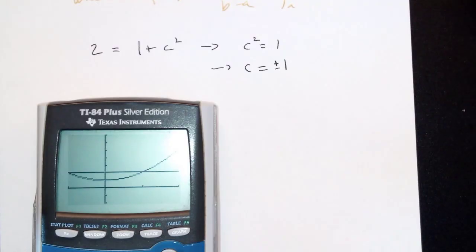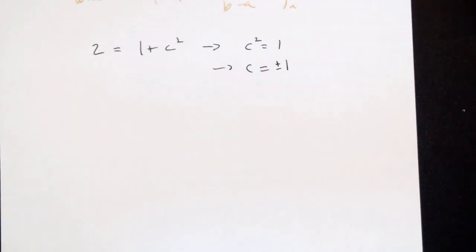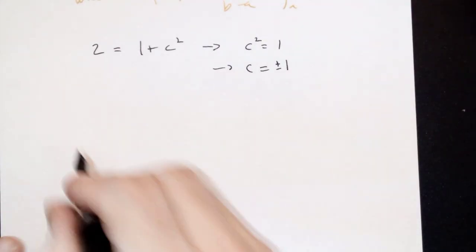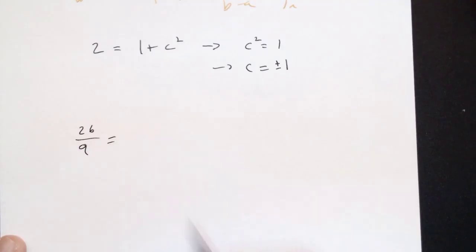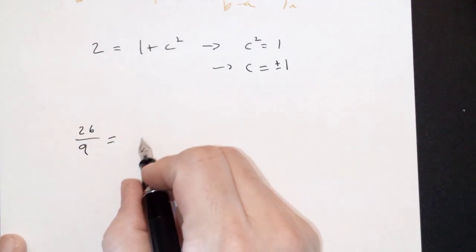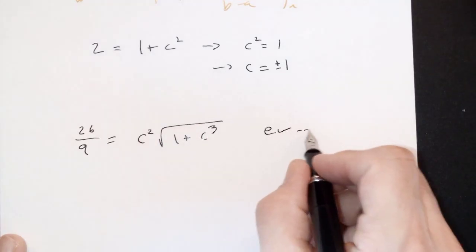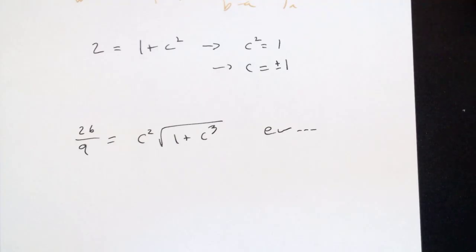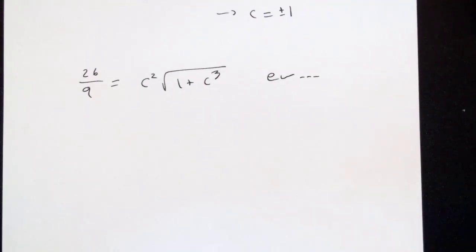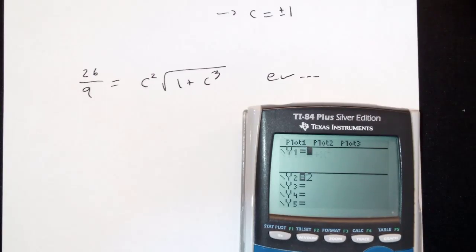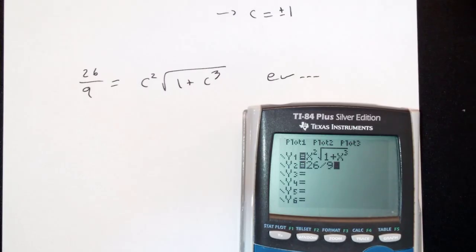And if I wanted to do that on here, because let's say we're doing the previous one with 26/9, right? If I was doing that expression, it would be 26 over 9 is equal to c squared square root 1 plus c cubed. Nope. Nope. x squared square root 1 plus x to the third, 26 divided by 9.